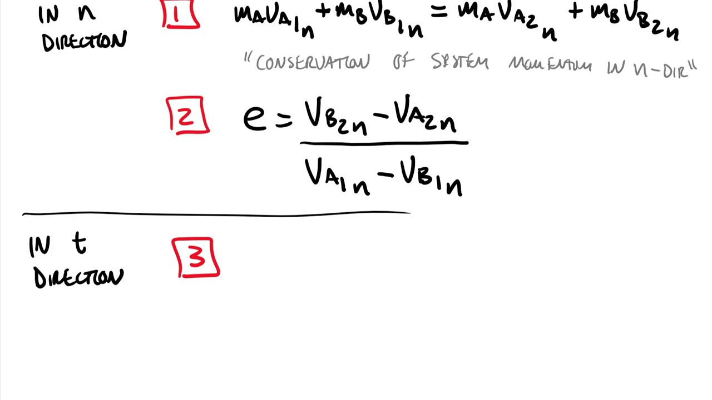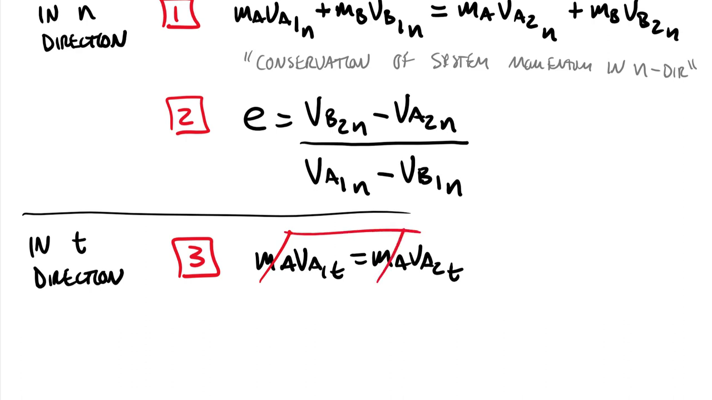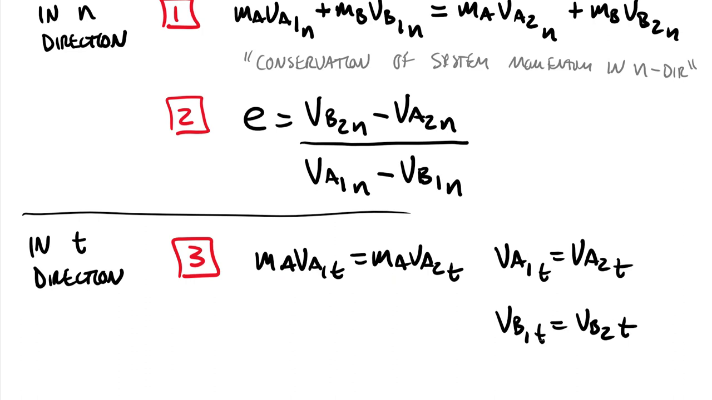So what we can do with those is we can write that M_A V_A1 sub t is equal to M_A V_A2 sub t. And of course, if you're not losing any mass, fundamentally, V_A1 sub t is equal to V_A2 sub t. And we find the same thing for B. V_B1 sub t is equal to V_B2 sub t. So I'll put both of these equations out here, both if you change masses and not change masses. Sorry, the second one's for B.